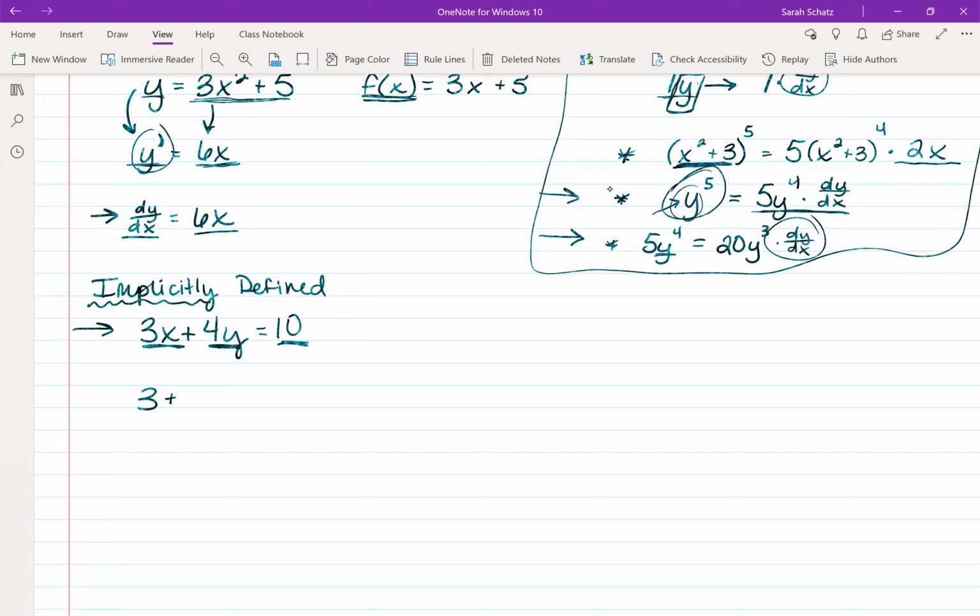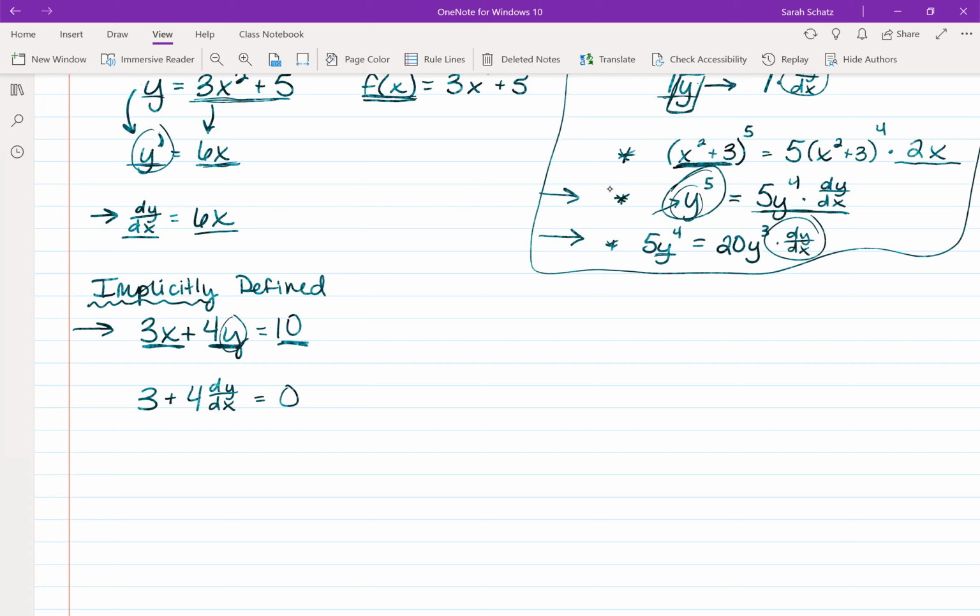So what would the derivative of 4y be? Remember, if it was 4x, it would just be a 4. But it wasn't just an x, it was a y. So I tack on with the chain rule the derivative of y, which I call dy dx. Here, the derivative of 10, it's a constant, so it's just 0.